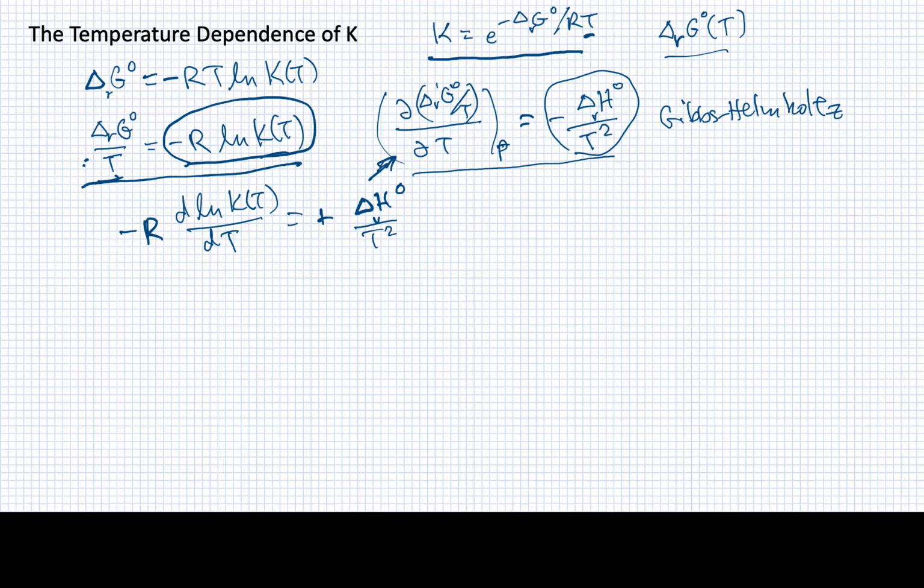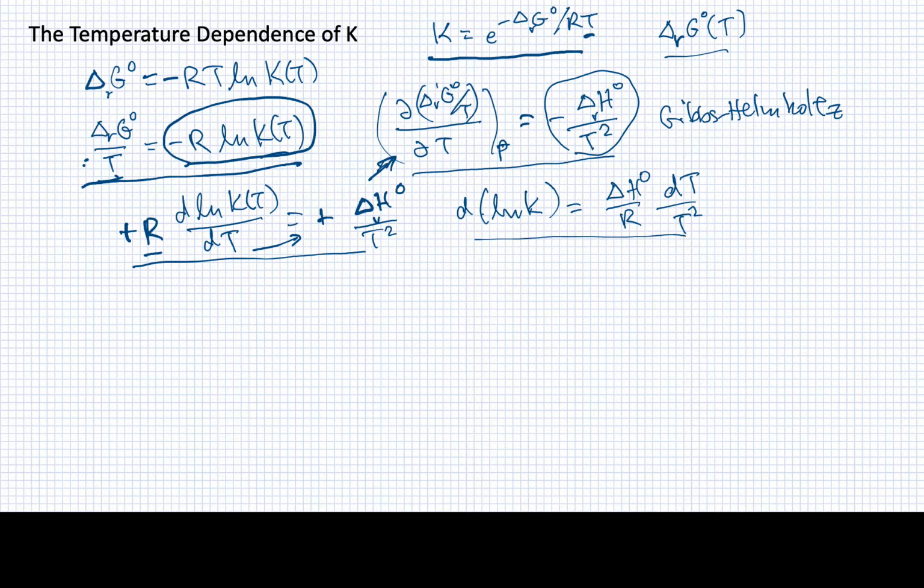All right, now this I can unpack. First of all, I can make both of these pluses, and then I can move this dT over to the other side and essentially have an equation that looks something like this. d of log K is equal to delta H0 over R, dT over T squared. So all I've done is rewrite this equation over here in a more organized fashion.